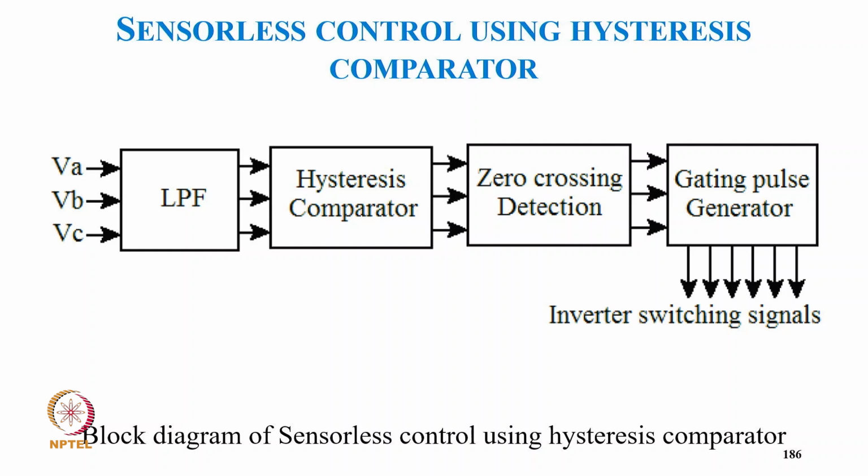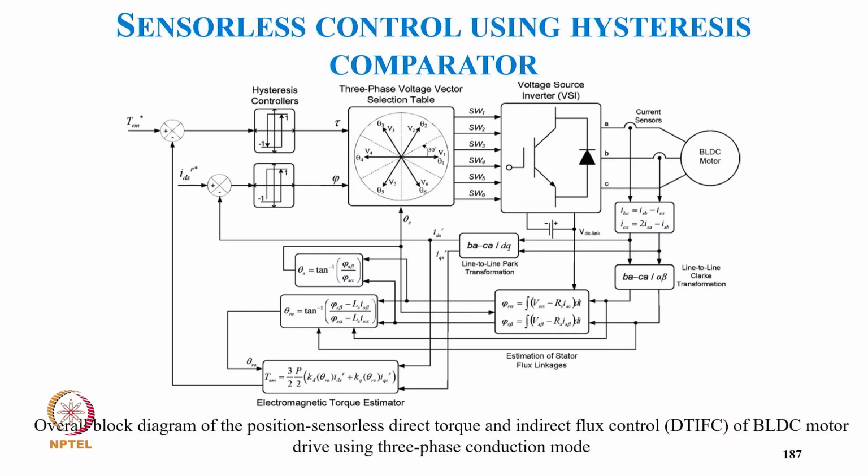So we have the sensed voltage with a low pass filter to avoid noise, the switching noise. Then we give a hysteresis comparator, then we get zero crossing detection, and then a pulse generator for the inverter. This is the block diagram of the sensorless control. And this is typically sensorless control using a hysteresis comparator. Block diagram with direct torque control, indirect flux control of the BLDC motor.